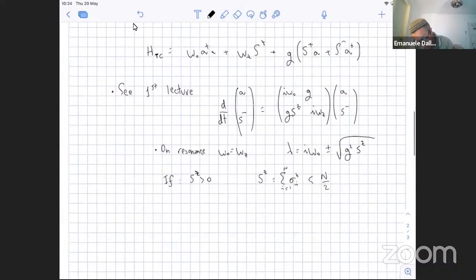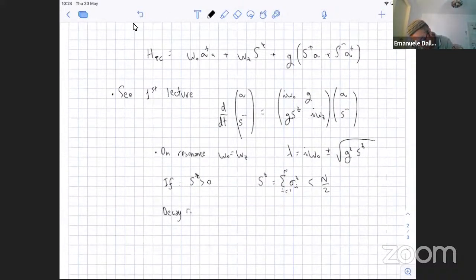And you see that the decay rate of this instability is the square root of G squared S_z. So in other words, it's smaller than G times the square root of n over 2. It means that we observe a phenomenon similar to the one we saw in free space. Also in this case the decay rate is much faster, but the scaling is different. In that case, the decay rate went like n. In this case, it's only the square root of n over 2.